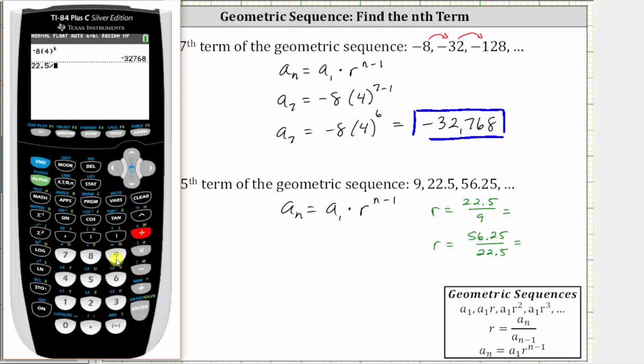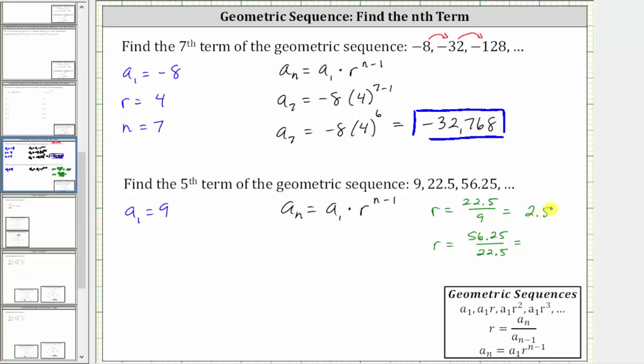22.5 divided by 9 is 2.5, and 56.25 divided by 22.5 is also 2.5. So now we know the common ratio r is 2.5.